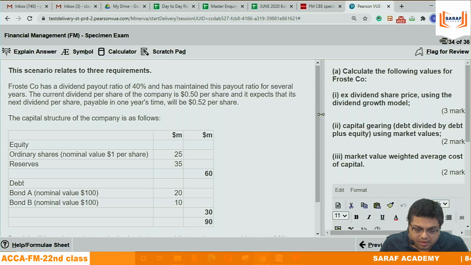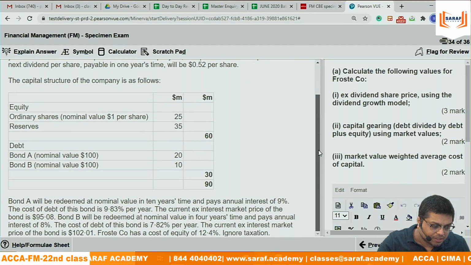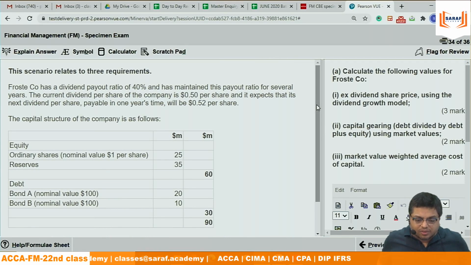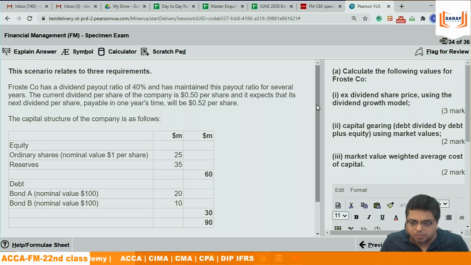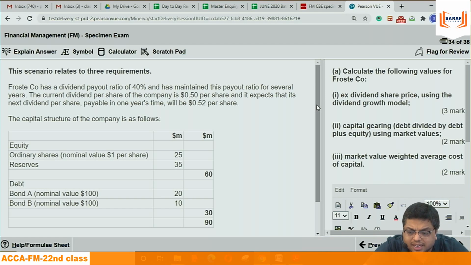I don't think so, because the cost of equity, they have given 12.4%. Cost of equity 12.4% is given in the question. For calculating growth, 0.52 minus 0.5, no, we can't do that. I don't think so. Cost of equity is the return required by shareholders. You are considering the growth rate as the increase in dividend, which is given as 1 year data. But if nothing else is possible, then we have to do that only.